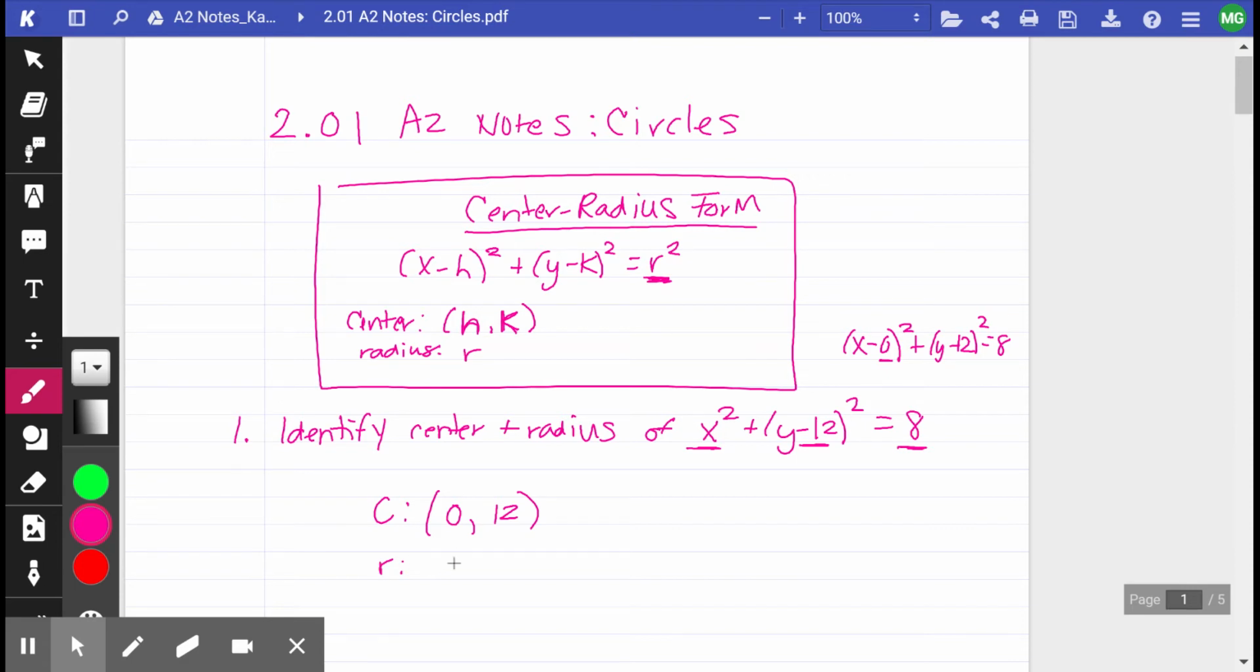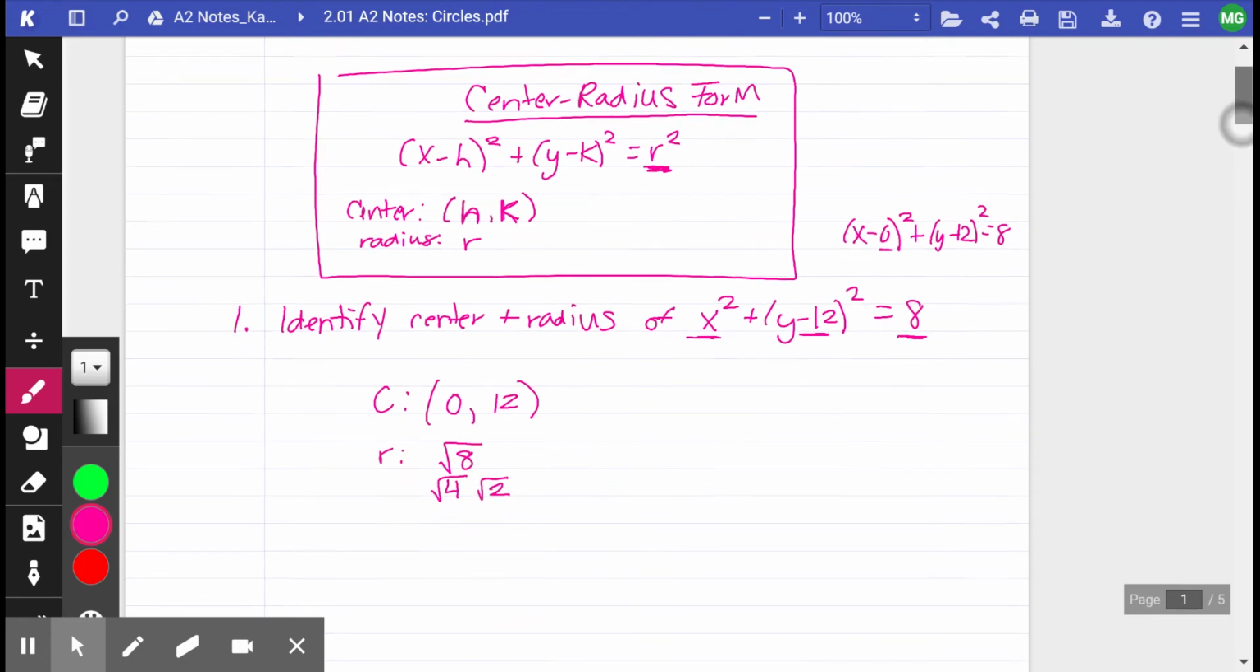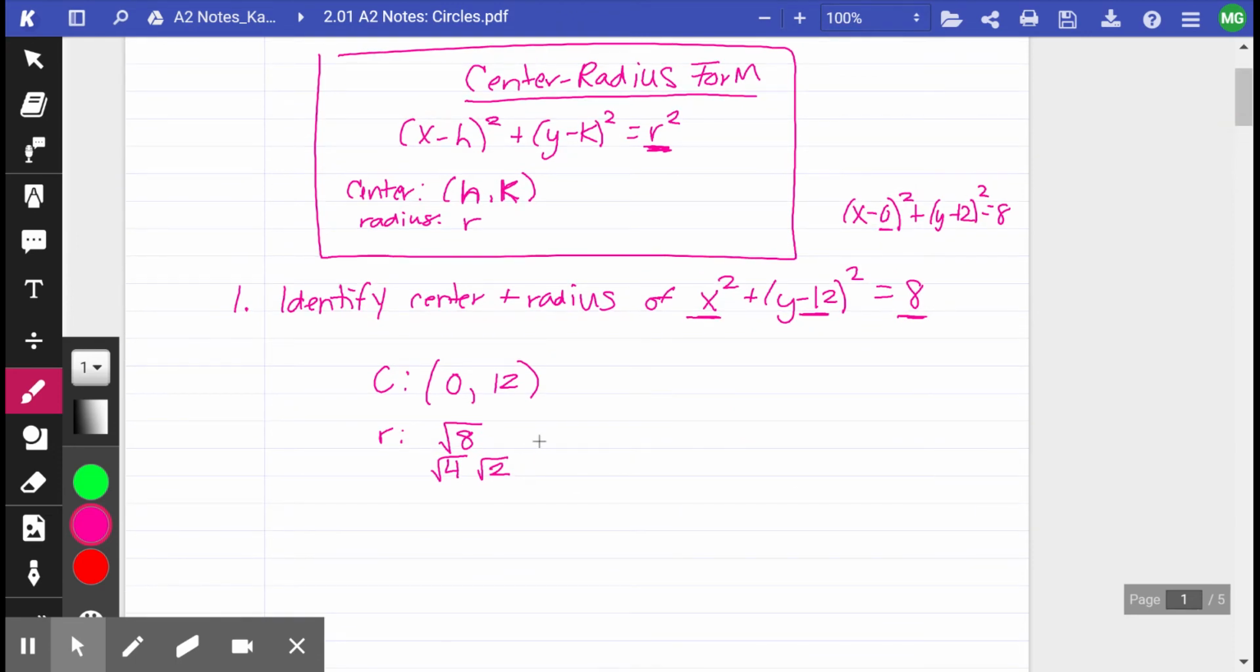For your radius, you're going to take whatever it's equal to, so that's r squared. We want just r for the radius, so we're going to take the square root of 8, and then, of course, always put it into simplest radical form. Take the largest perfect square first, which is a 4, and our radius gives us 2 rad 2. So the radius is 2 rad 2. The center is (0, 12).